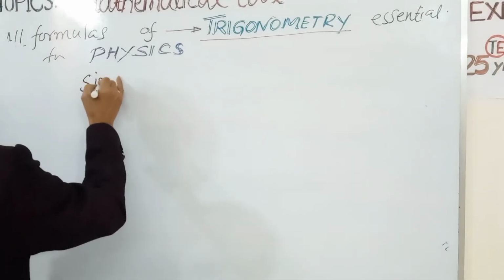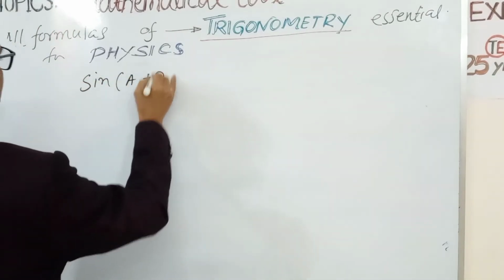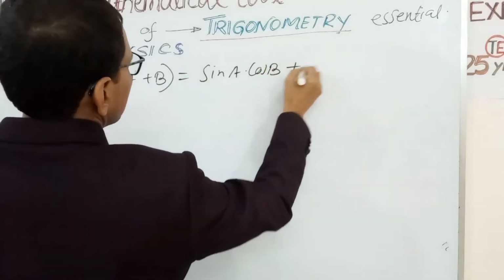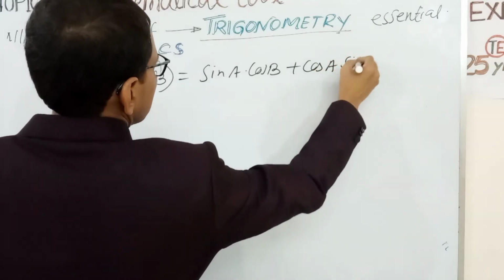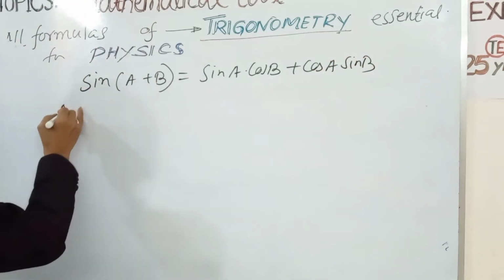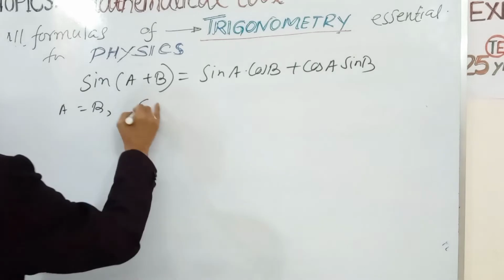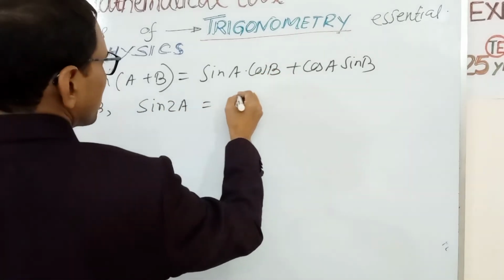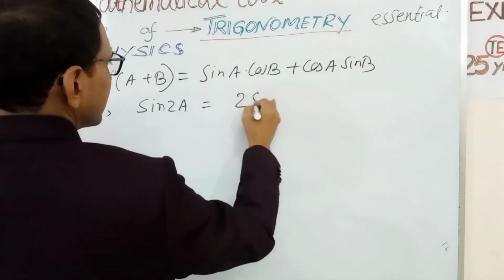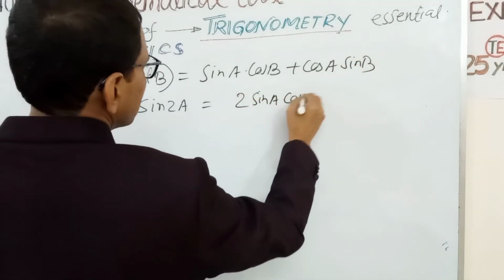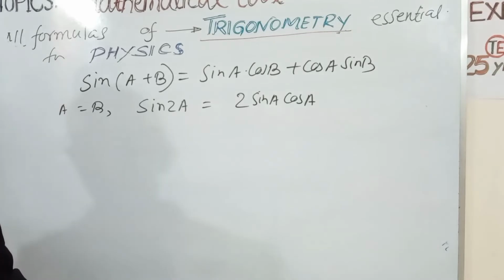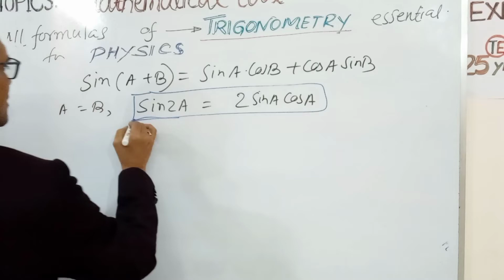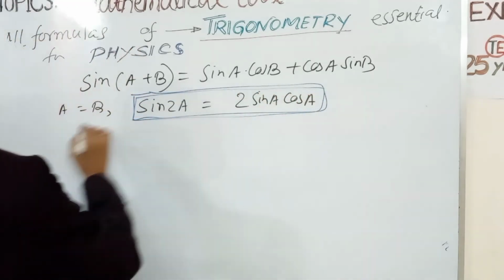Now next, sin a plus b. Now if we put a equal to b, what comes? Sin 2a equals sin a cos a plus cos a sin a, that is 2 sin a cos a. So this is another formula: sin 2a equals 2 sin a cos a.